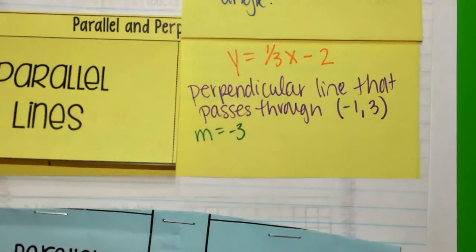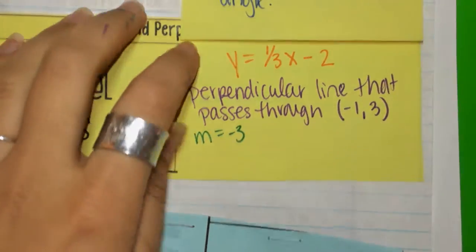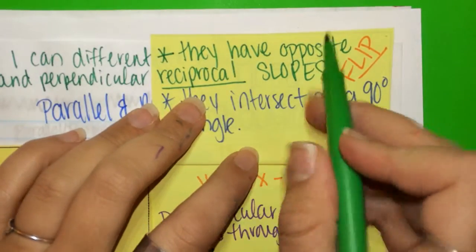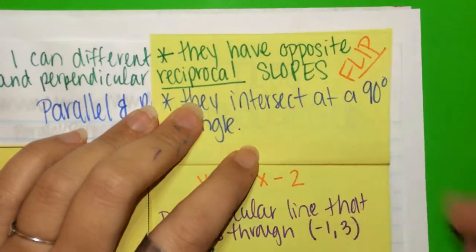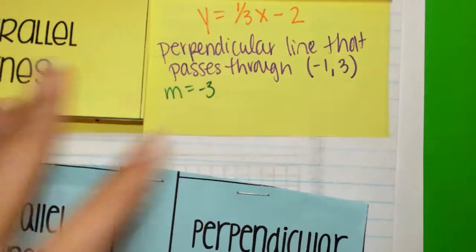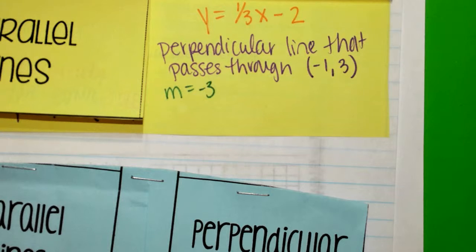You get a point. We are looking for opposite reciprocal slopes. So if our slope is 1/3, we flip that baby over and throw a negative on it. It becomes negative 3, because we need the opposite reciprocal to get our perpendicular line.